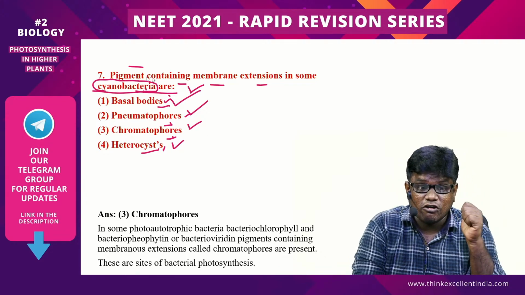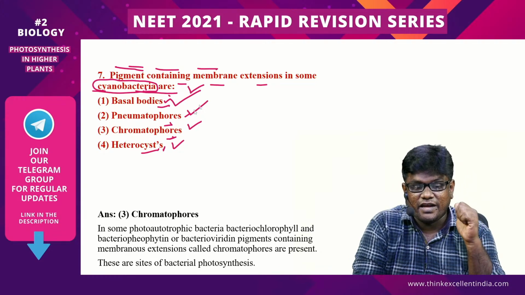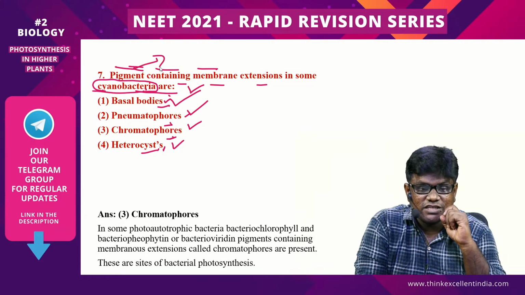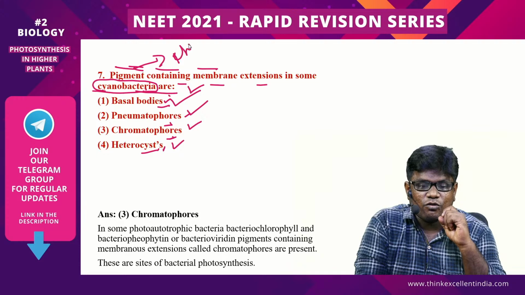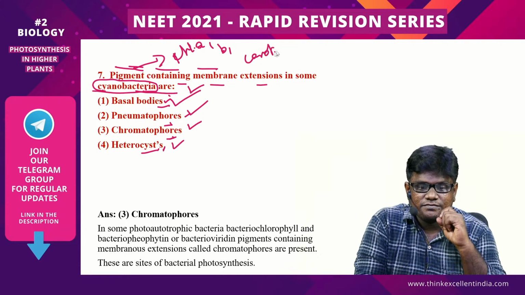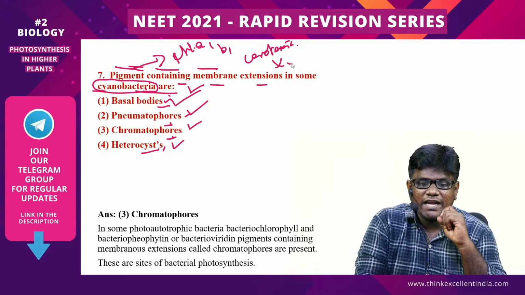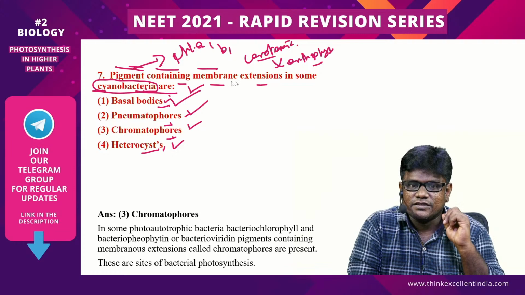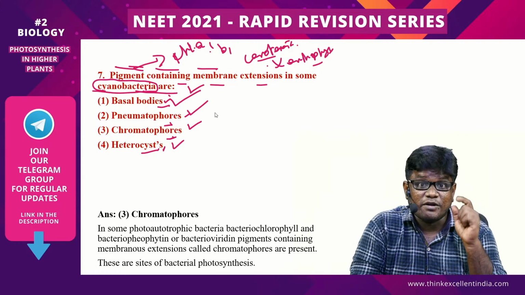But here you want to talk about pigment-containing membrane. What is it exactly? Pigment-containing. Pigment leads to what? The pigments chlorophyll A, B and carotenoid and xanthophyll. These are all the things. So this is all the pigment information you have to be very clear about.